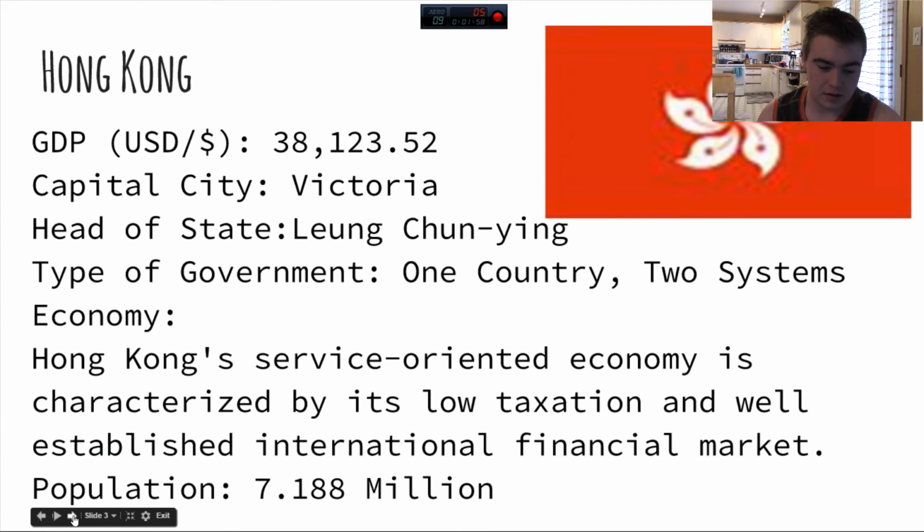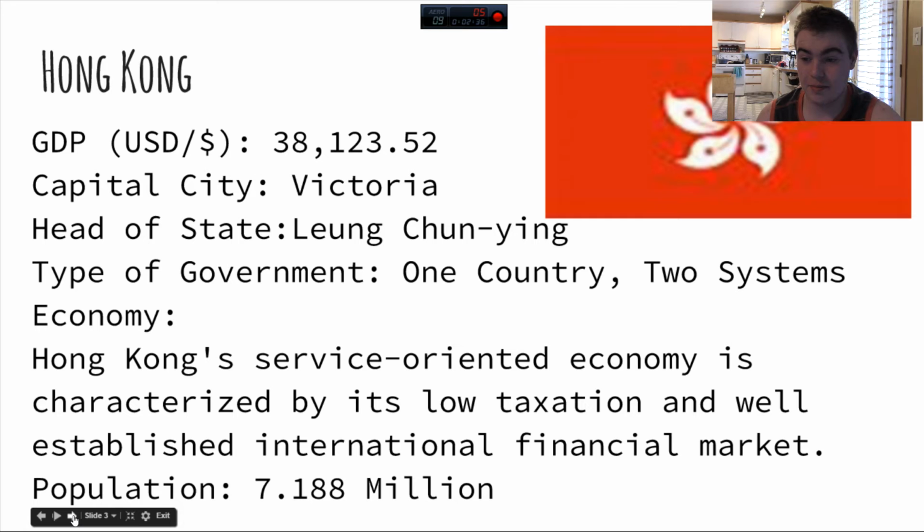Here are a few facts about Hong Kong today. The GDP of Hong Kong is $38,123 and 52 cents American. Victoria is the name of Hong Kong's capital. Sorry if I offend anyone in Hong Kong, because I cannot speak the language. I'm an English speaker.